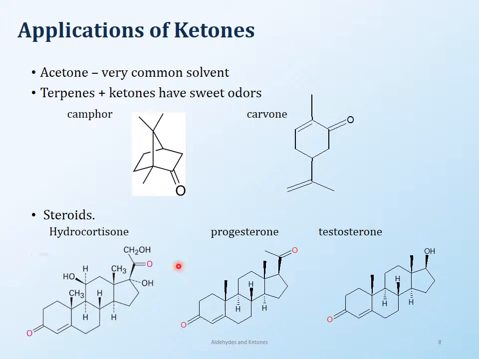And then you find ketones also in steroids. So here are some examples for steroids like hydrocortisone, progesterone, testosterone. They all have the keto functional group in them. And so it's a very common functional group that you find in so many compounds.